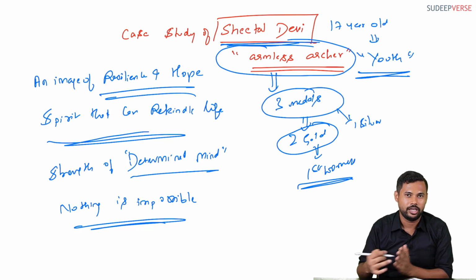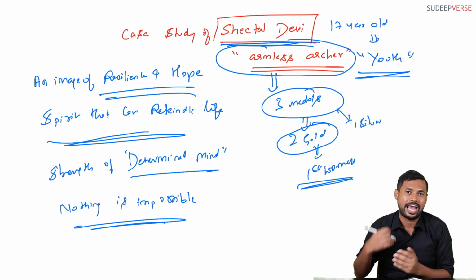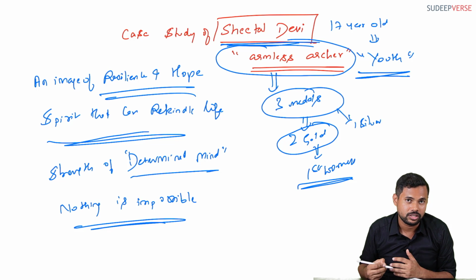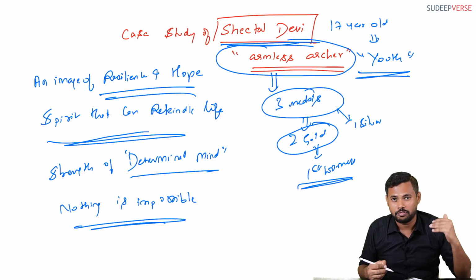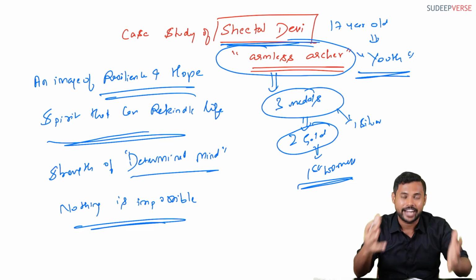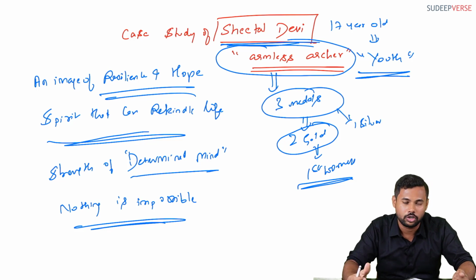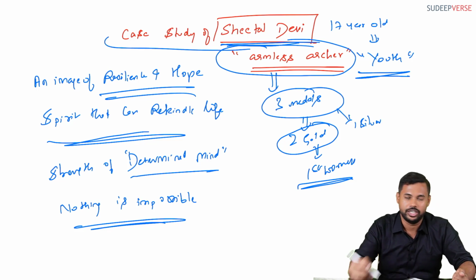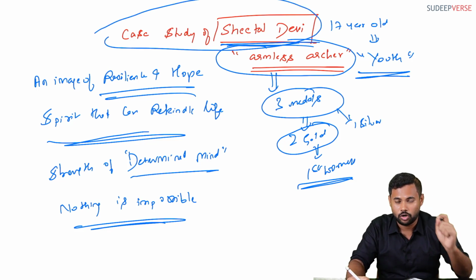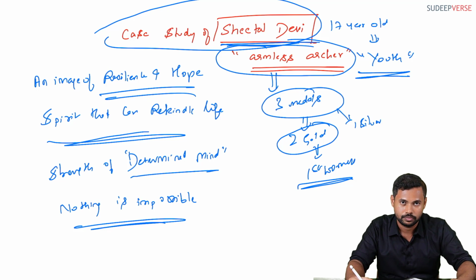scenarios in your essay, in your ethics, as a motivation, as a sign of emotional intelligence, as a sign of a determined mind, as a sign of attitude. You can use it in several topics. It's a very excellent case study of Sheetal Devi. She not only made us proud, but she also showed us to not complain, but to keep working and look for solutions. This was a very good case study for your ethics.